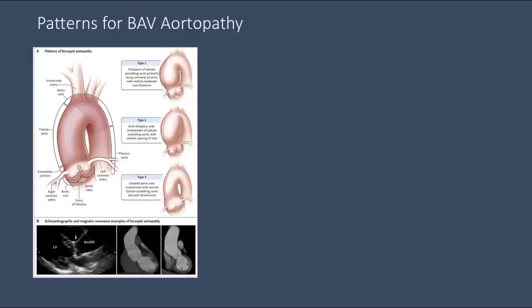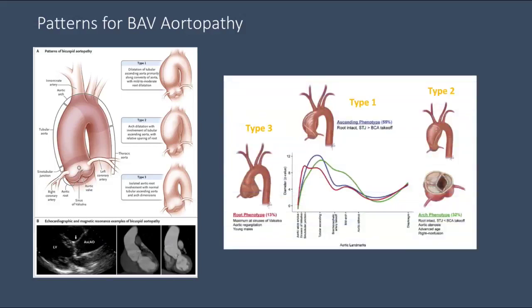There's also been a number of descriptions for BAV aortopathy, and there's basically been 3 types that have been described. So there's type 1, which is dilation of the ascending aorta with preservation of the aortic root and the aortic arch. And this is the most common type that we see with bicuspid aortic valves.